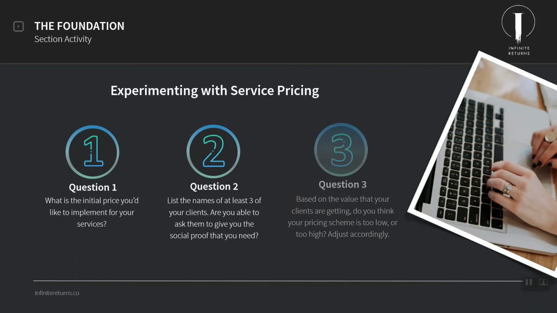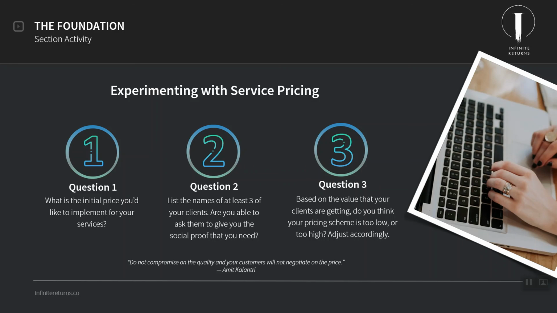So what is the initial price that you know people will actually pay so you can actually get the testimonial? Then you list the 3 names of your clients. You go through, you get them for the social proof. I'd recommend getting at least 7, but here we go. And then you move on to the next step. Really, really simple in here. Go through these things step by step. There's a lot of stuff here.